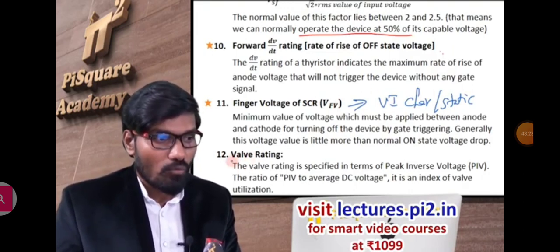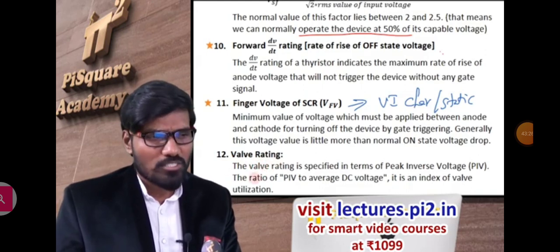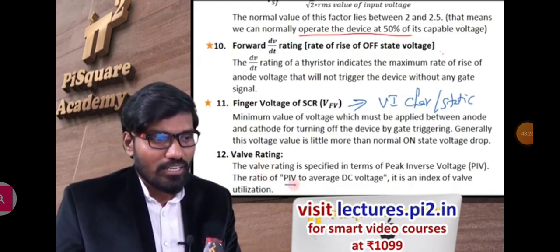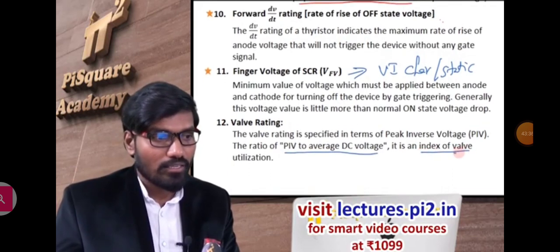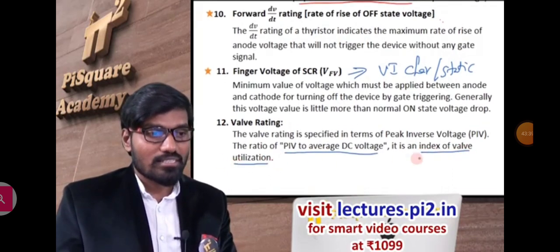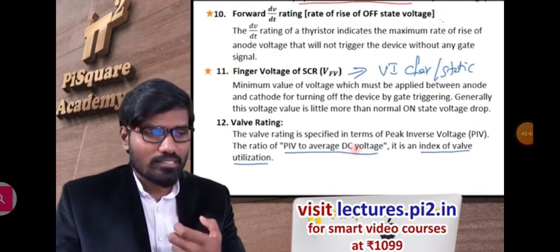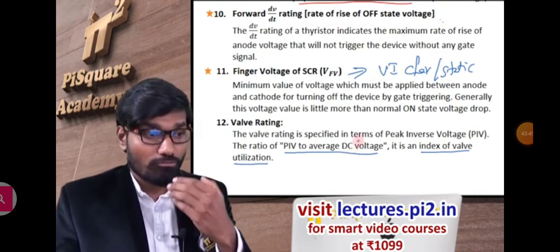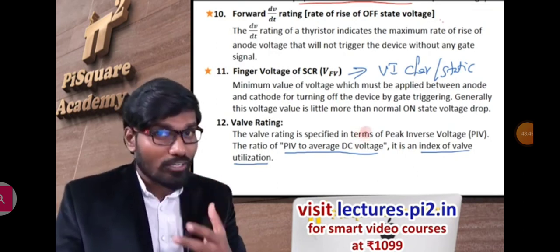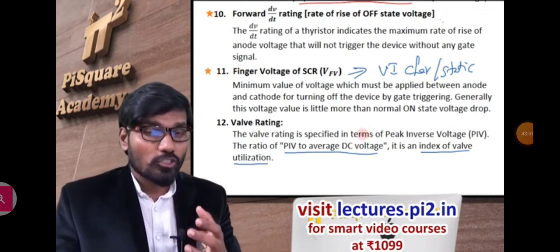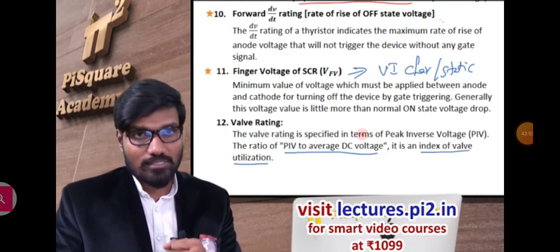The last one is valve rating. What is a valve rating? It's simply the ratio of PIV, peak inverse voltage, to the average DC voltage. This discusses the valve utilization, meaning how much the device is being utilized, whether it is fully utilized or underutilized. You should not fully utilize the complete 100%, and you should not underutilize it either.